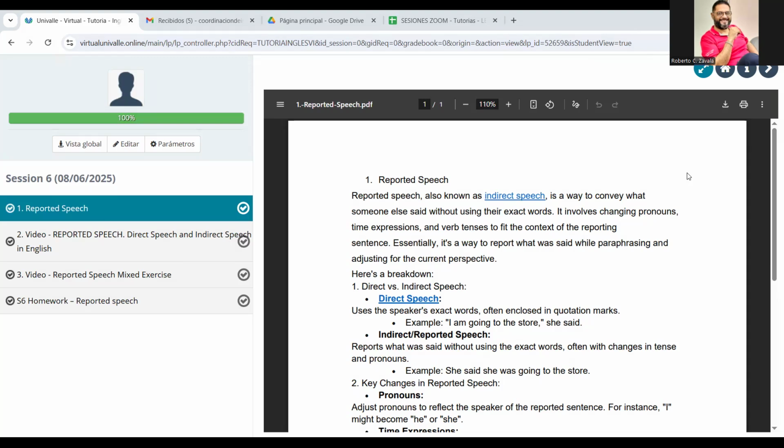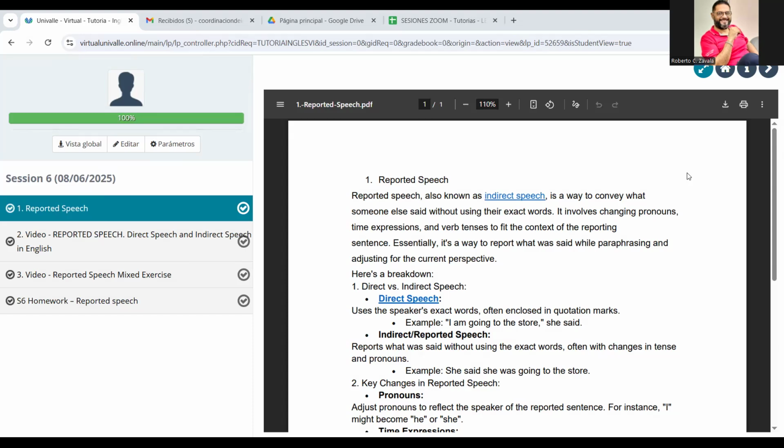Today we're looking at reported speech. What is reported speech? Reported speech is when you are reporting what was said in a previous conversation. Example: Maria said she was going to the market. So basically, I am reporting what Maria had said prior.